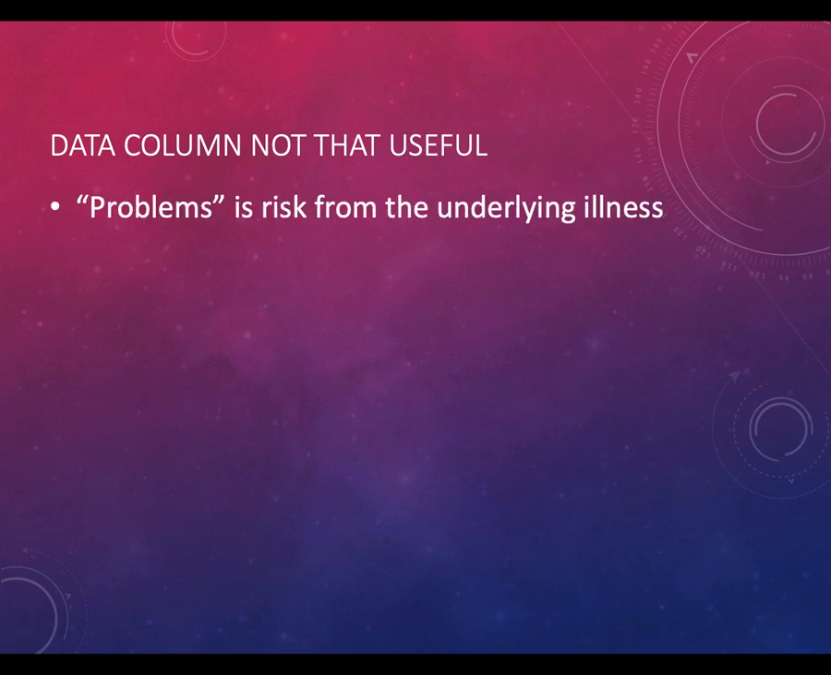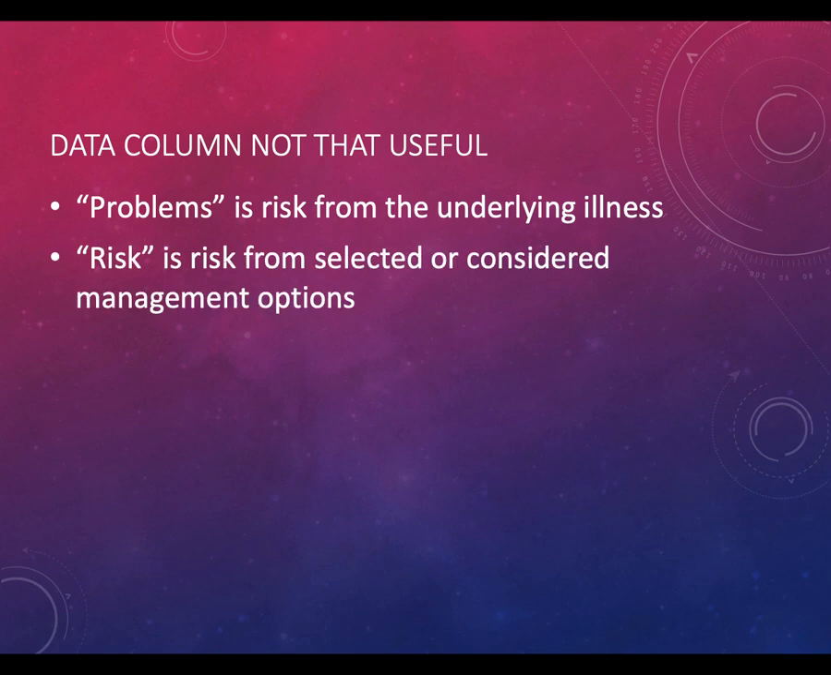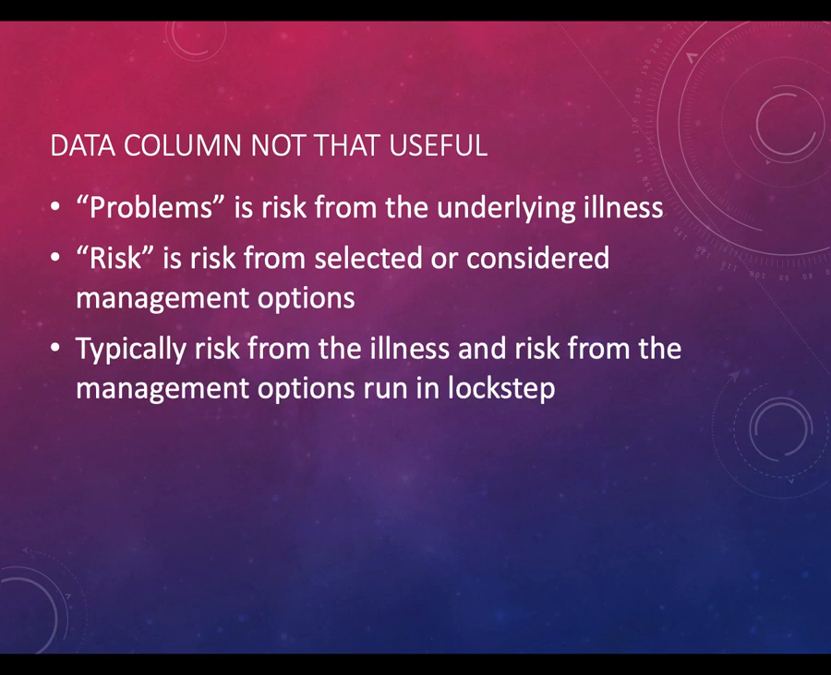Problems really boils down to risk from the underlying illness or injury, largely taken from the CMS Table of Risk in the 1995 and 1997 Evaluation and Management Documentation Guidelines. Risk is risk from selected or considered management options in the same CMS Table of Risk. Typically, risk from the illness and risk from the management options run in lockstep. Even if criteria for data are higher, medical decision-making needs the best two of three, and so, if problems and risk are the same, those determine the medical decision-making complexity.